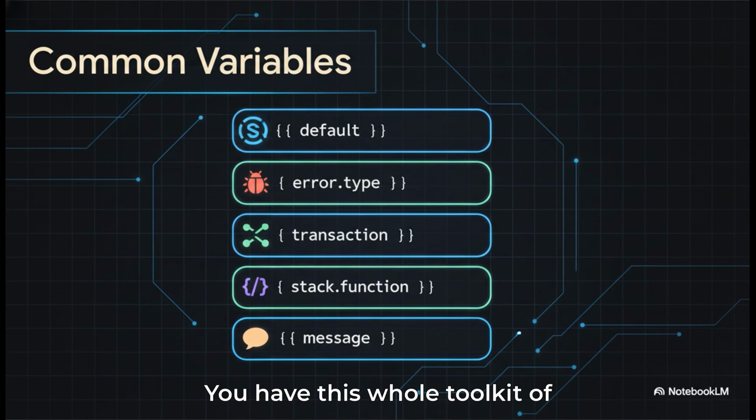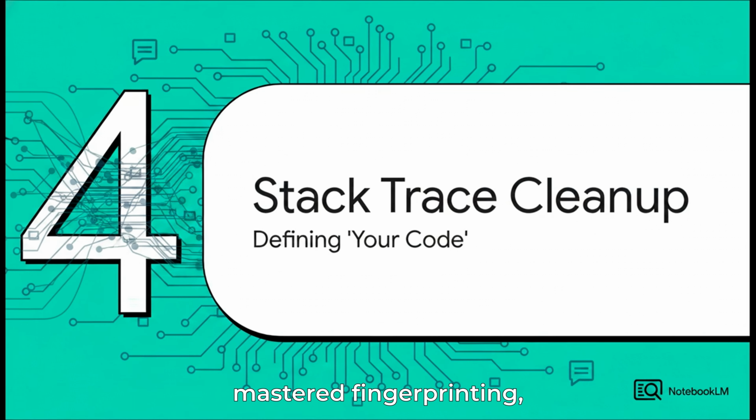You have this whole toolkit of variables you can use. You can pull in the error type, the transaction name, a specific function from the stack trace, you name it. This gives you this incredibly fine-grained control to build the perfect grouping logic for your app. So once you've mastered fingerprinting, there's another level of customization we can unlock. We can actually influence the grouping by telling Sentry what parts of a stack trace are actually our code and what parts are just noise from other libraries.